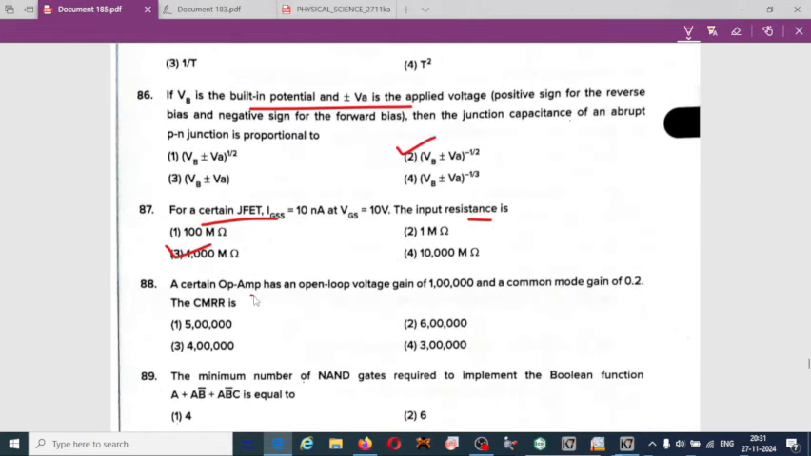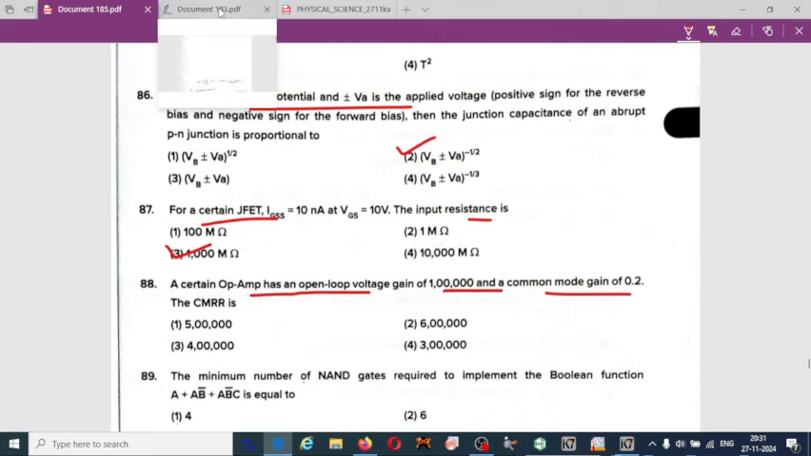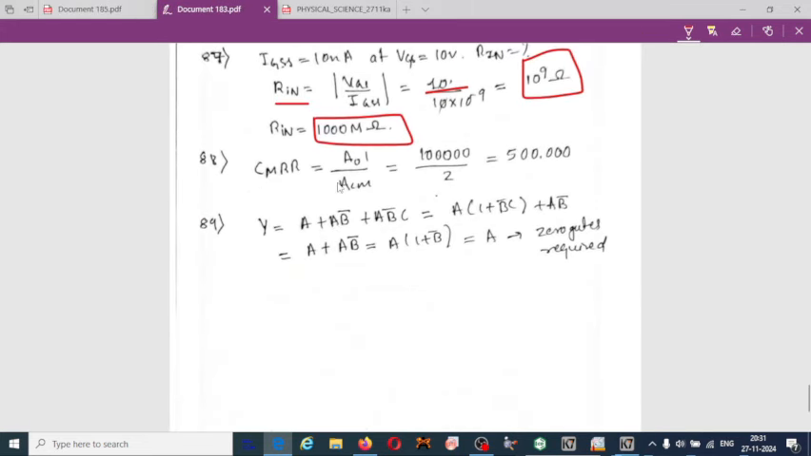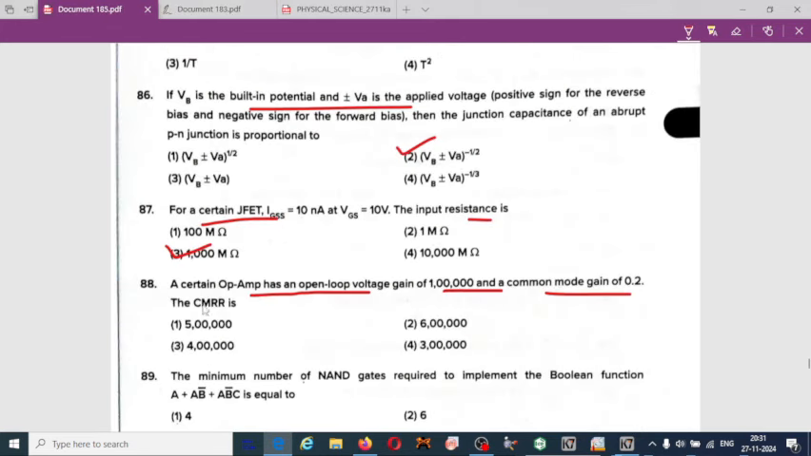A certain op-amp has an open loop gain of 1 lakh and common mode gain 0.2. We have to calculate the CMR. The formula is given here. If you do the calculation, you will get 5 lakh CMR. Common mode rejection ratio is the first option.